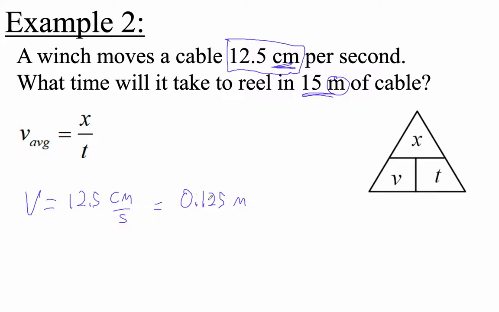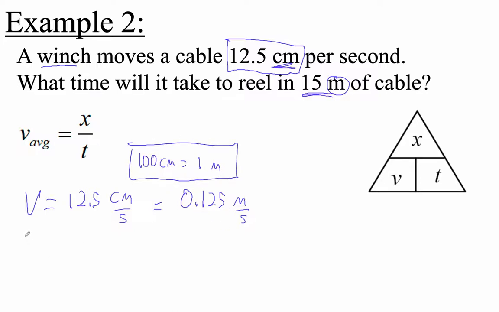Because remember, a centimeter is pretty small, right? That's like 4 inches or so. So 12.5 centimeters is 1/8 of a meter, right? It'd take 8 seconds for it to reel in a whole meter, right? But it's a winch. It's slow. Makes sense. Okay, so that's meters per second. And that's because 100 centimeters equals 1 meter. And we'll do that in unit conversions, so don't worry about that. Okay, so that's our thing.